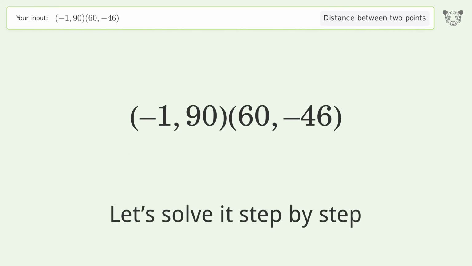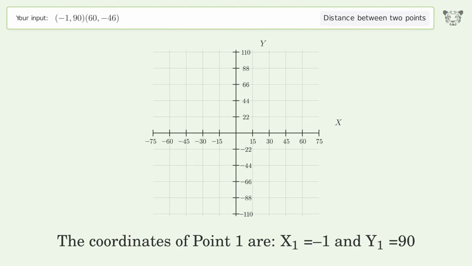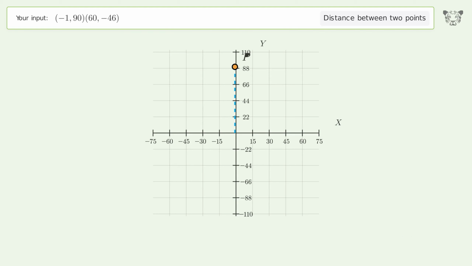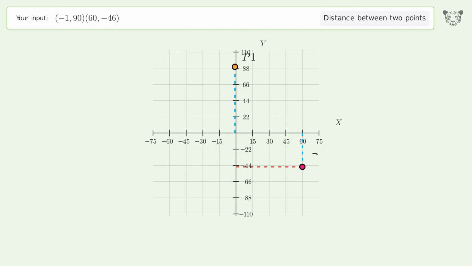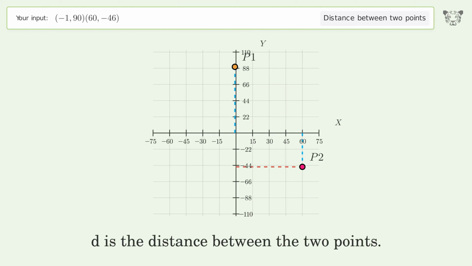Let's solve it step by step. Plot the 2 points and calculate the distance using the formula. The coordinates of point 1 are x1 equals -1 and y1 equals 90. The coordinates of point 2 are x2 equals 60 and y2 equals -46. D is the distance between the 2 points.